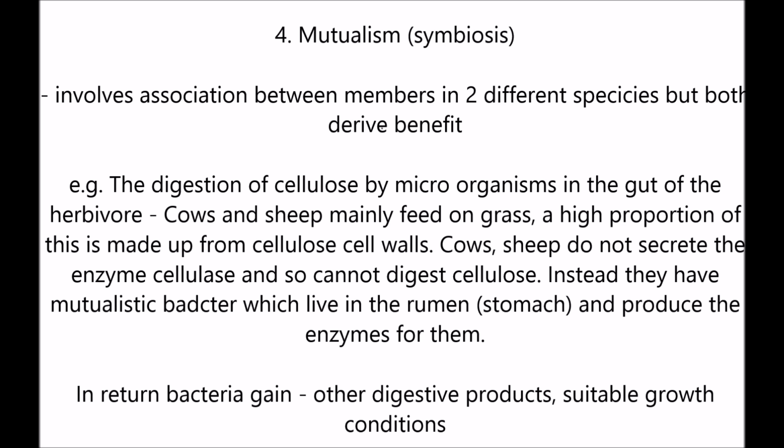Cows and sheep mainly feed on grass. A high proportion of this is made of cellulose cell walls. Cows and sheep do not secrete the enzyme cellulase and so cannot digest cellulose. Instead, they have mutualistic bacteria which live in the rumen, or the stomach, whatever you want to call it, and produce the enzyme for them. In return, the bacteria gain other digestive products and suitable growth conditions.